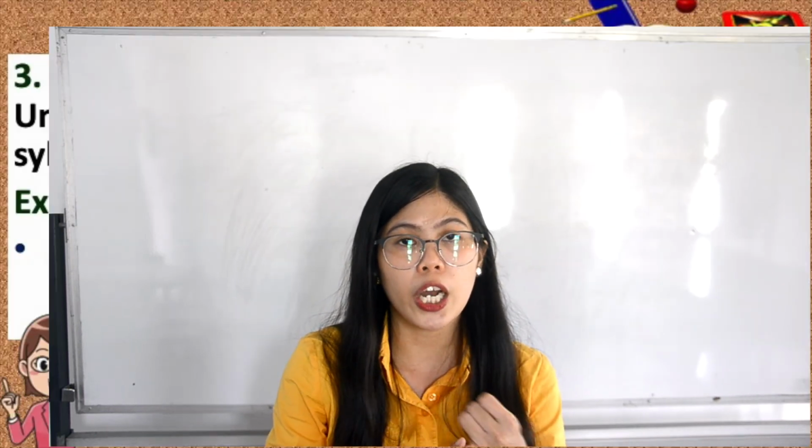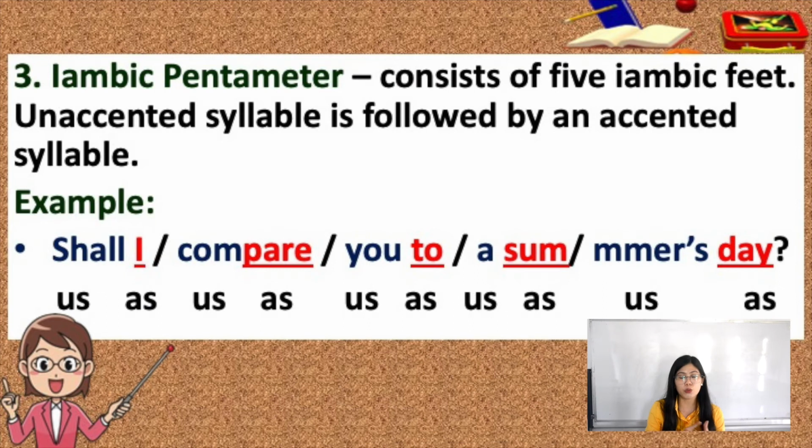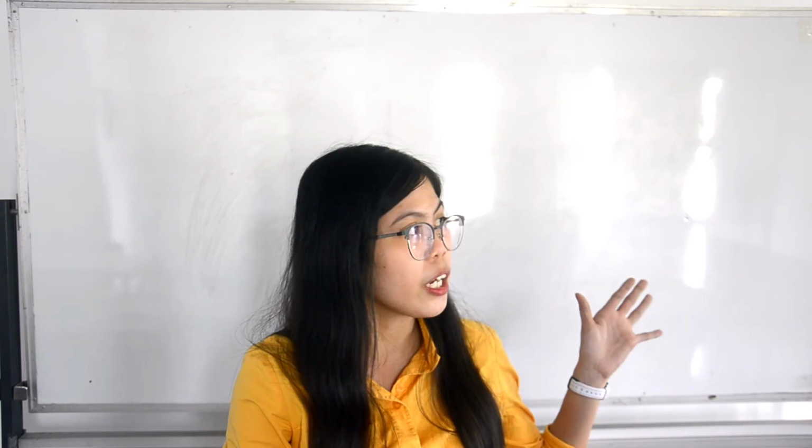And also you have to remember that in iambic pentameter, it has 10 syllables in each line. So let's try to count. Shall I compare you to a summer's day? So we have 10 syllables in iambic pentameter. So next we have the quatrain.